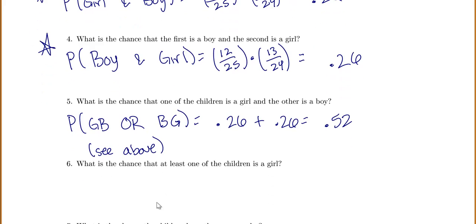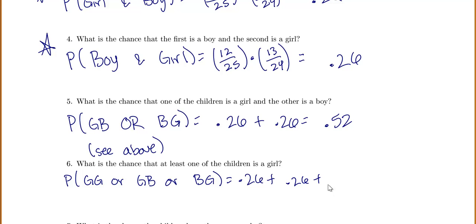Number 6, what is the chance that at least one of the children is a girl? For this, we can say, okay, what are the ways that we can get at least one child to be a girl? You could do girl, girl, or girl, boy, or boy, girl. And then you just have to go up and find each of those probabilities and add them together. So girl, girl is 0.26, plus girl, boy is 0.26, plus boy, girl is 0.26, which gives me 0.78.